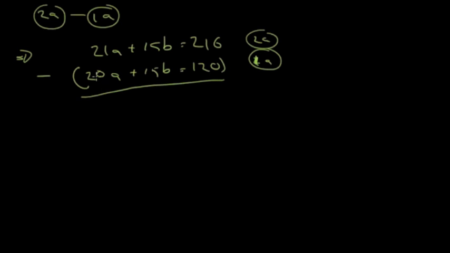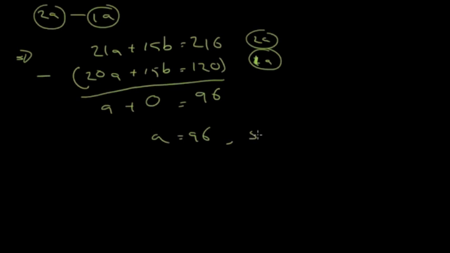So 21 apples take away 20 apples is just 1 apple left. 15 bananas take away 15 bananas, you don't have any bananas at all. And 216 minus 120 is 96. So a equals 96. Great.